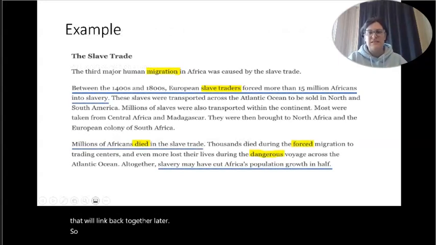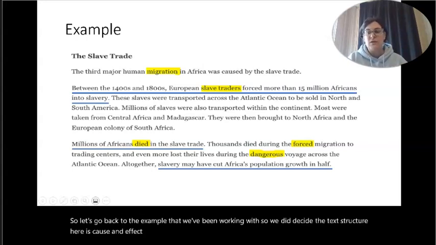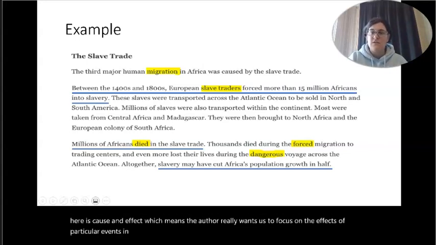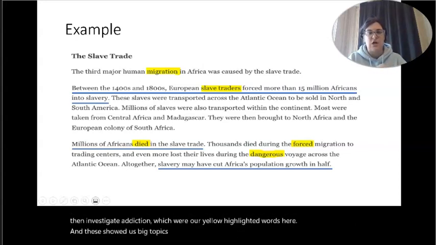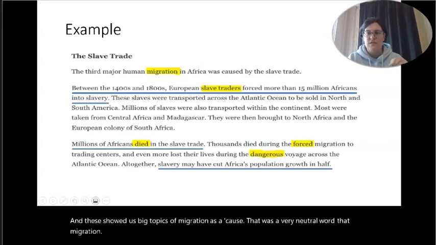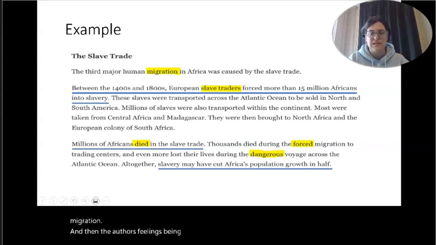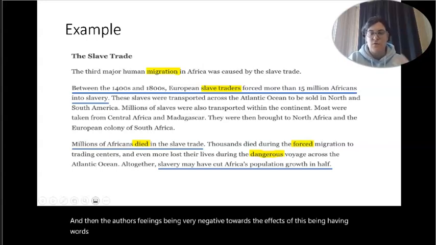So let's go back to the example that we've been working with. We did decide the text structure here is cause and effect, which means the author really wants us to focus on the effects of particular events in history. In this case, we are talking about the effects of the slave trade. We then investigated diction, which were our yellow highlighted words here. And these showed us big topics of migration as a cause. That was a very neutral word, migration. And then the author's feelings being very negative towards the effects of this, having words like death, enforced, and dangerous being here.